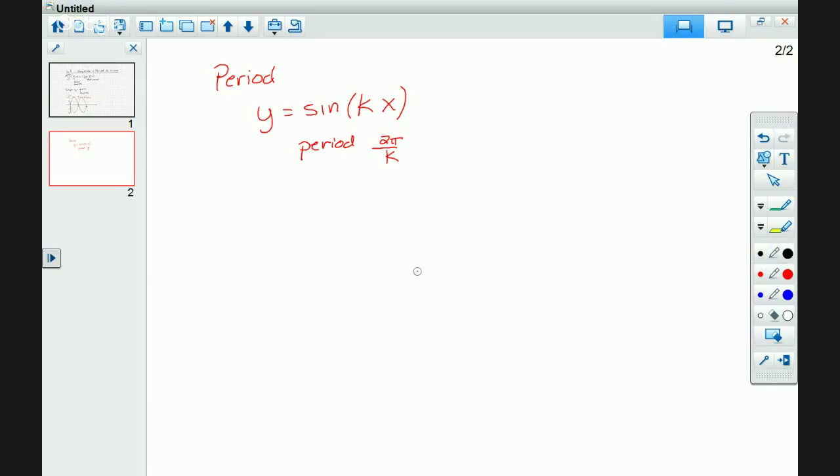So if I take just the parent function, what's the k value? Somebody said it. 1, yeah, the k value is 1. So the period is 2 pi over 1, which you already know. The period's 2 pi for the parent graph.